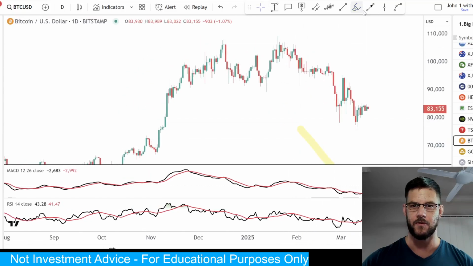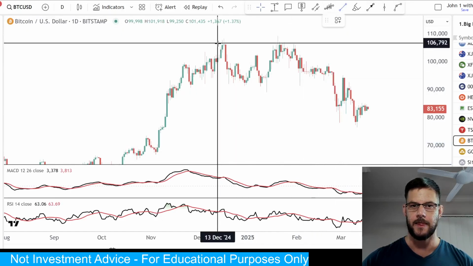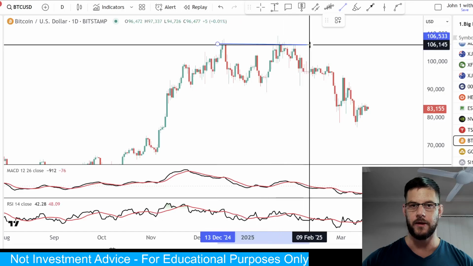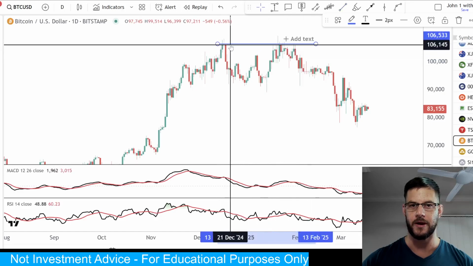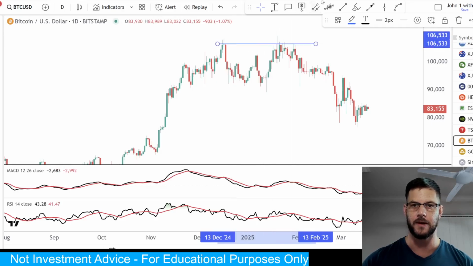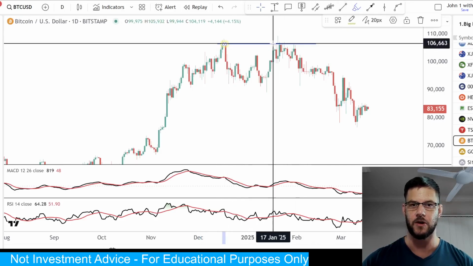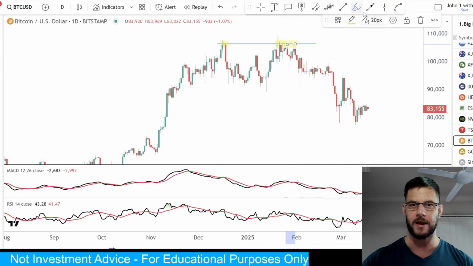Let me just zoom in and we'll delete that. And you can see the topping pattern here a little bit more clearly on the daily candles. Notice all the candle bodies top out around the 106,500 level. So you can see a major top again, lots of respecting of that level.